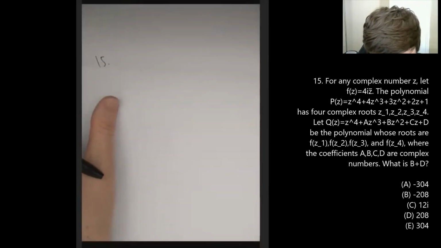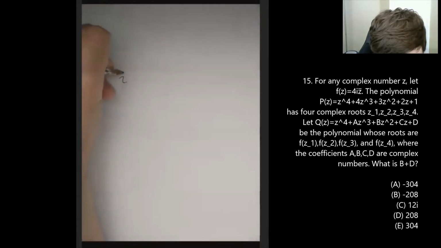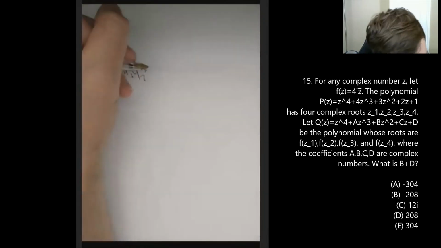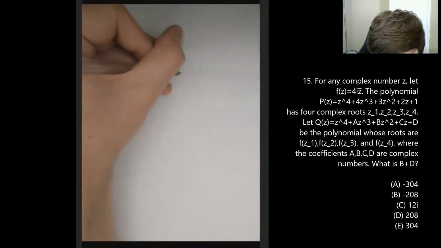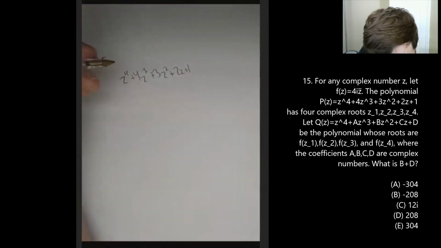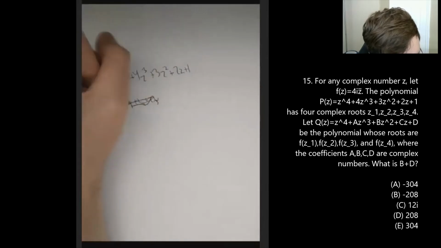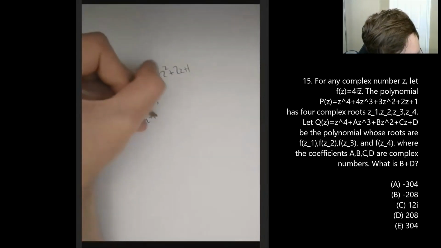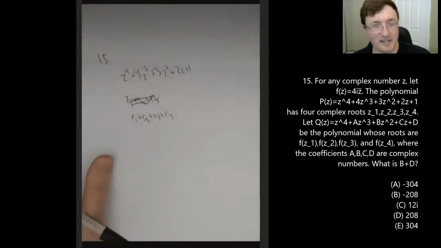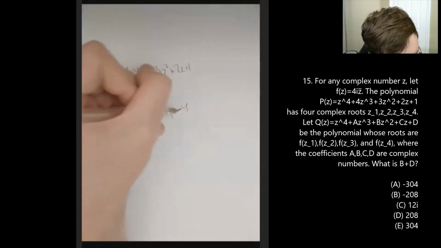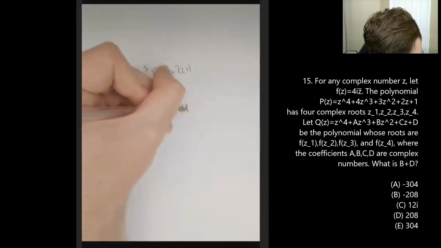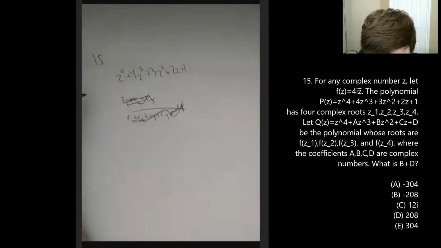Okay, so we start with z to the 4th plus 4z cubed plus 3z squared plus 2z plus 1. And we want 4i times the conjugates. Okay, well, I think I'm just going to break out Vieta's formulas. So I guess I'll call them z1, z2, or maybe r, I don't know. r1 plus r2 plus r3 plus r4. Okay, so that's minus 4. So, well, no, I don't even need those. I just need b and d.